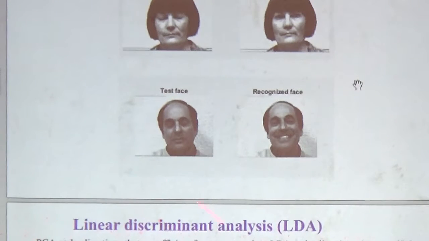Similarly for this. This is the test face and this is the recognized face. So you can do classification with PCA where you don't know the number of classes in the data. That is the important thing. PCA doesn't make any assumption about the number of classes in the data.